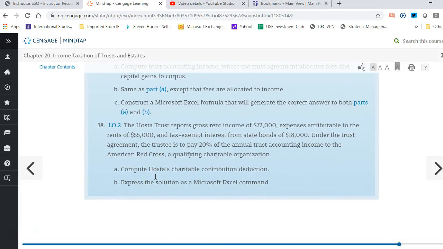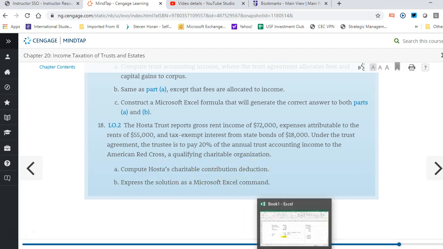And the last question we'll take a look at is question 18, and you can see here that it says the Hosted Trust reports gross rental income of $72,000 for the year, and expenses are $55,000, and tax-exempt interest income is $18,000. Under the trust agreement, the trustee is to pay 20% of annual trust accounting income to the Red Cross. So compute their charitable contribution deduction.